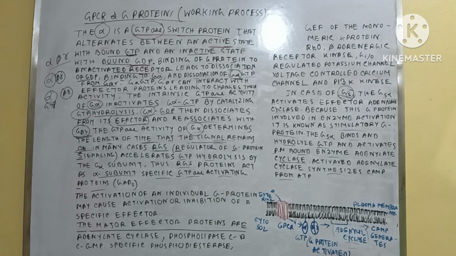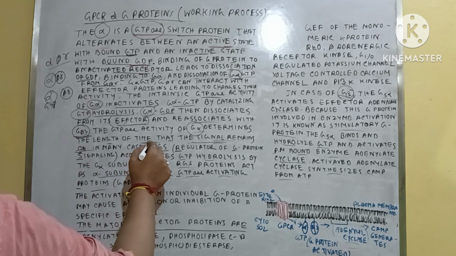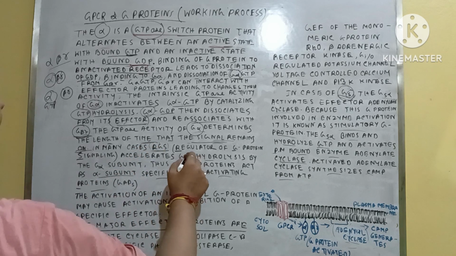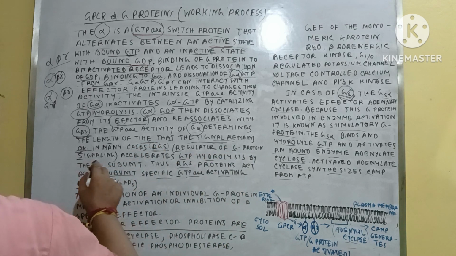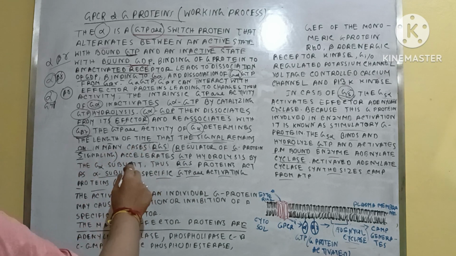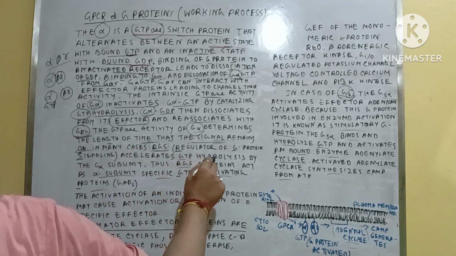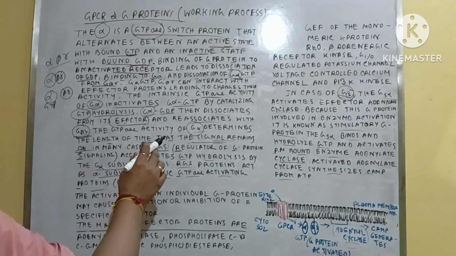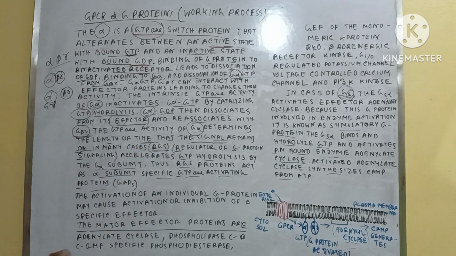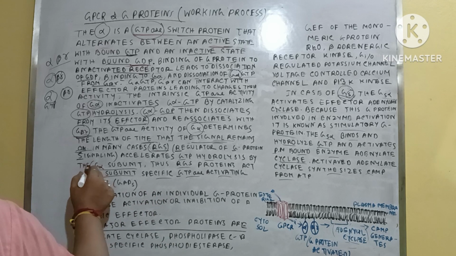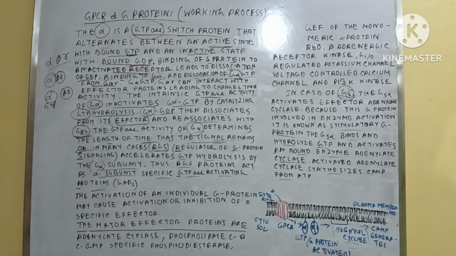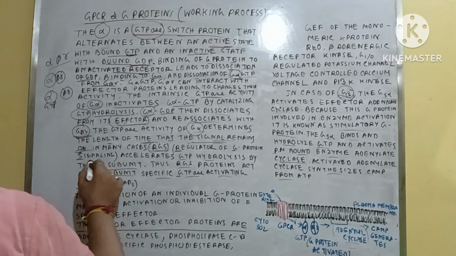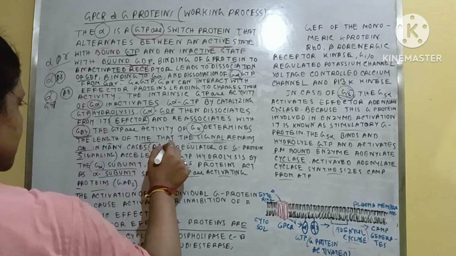Clear? So in some cases, RGS, the full form of RGS is regulator of G protein signaling. This accelerates GTP hydrolysis by the G alpha subunits. So its function is only the acceleration of the G alpha GTPase activity, nothing other, okay, only the acceleration is the function of the RGS.